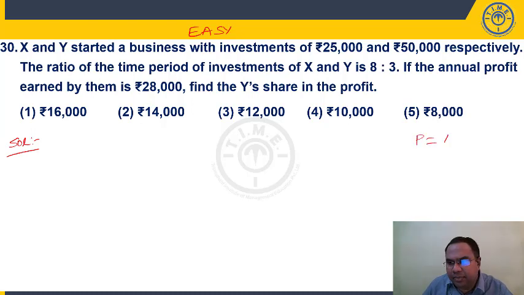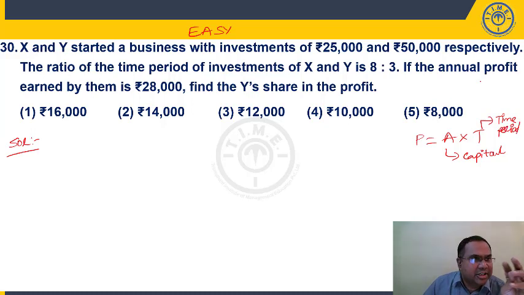We have also learned one formula: P is A into T, where A is capital and T is time period. If there is any working partner or active partner, we have to first pay his salary from the total profit. The remaining profit should be divided by one of the 3 rules. Capital different, time period same, capital ratio. Capital same, time period different, time period ratio. If capital and time period are both different, you have to divide in the ratio of the product of capital and time period.